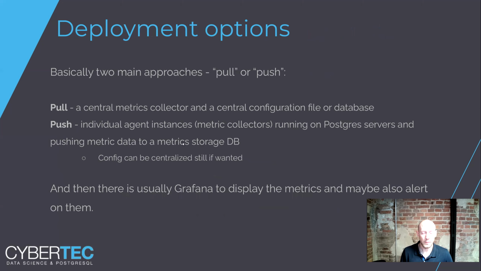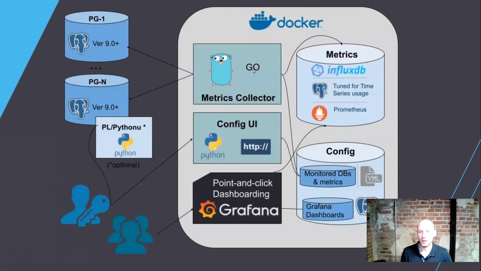And yeah, I mentioned already the deployment options a bit. So basically, you can choose between pull or push. Pull meaning we have a central agent somewhere, a central configuration. This can be in a file also. And then we just go through all the databases remotely and fetch the metrics and store them in some time series database. And well, the options are limited, of course, too.